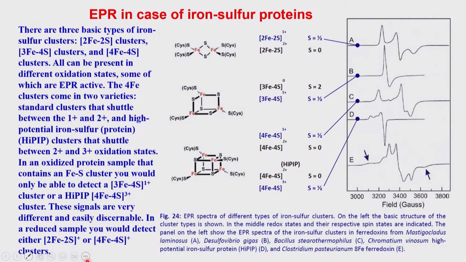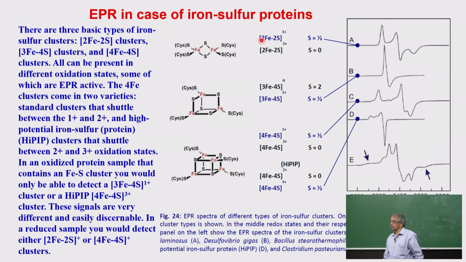So these are mostly. So having seen that, let us look at some examples of the iron sulfur proteins. We know that there are 2 iron 2 sulfur proteins, 3 iron 4 sulfur proteins, 4 iron 4 sulfur proteins, of which those which are shown by the blue lettering are EPR active, because S is equal to half. The other one is S equal to 0, EPR inactive. Then here the S is equal to 2, but it is very strongly coupled, you will not see it, it becomes very broadened, but this is 3 iron 4 sulfur 1 plus, you will see nicely.